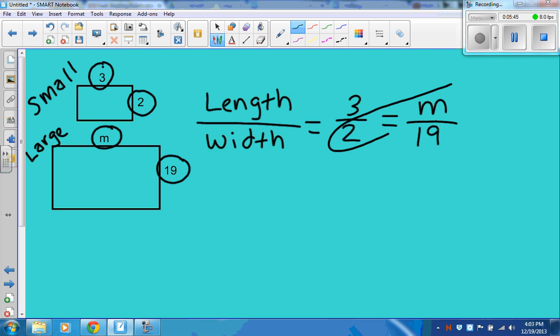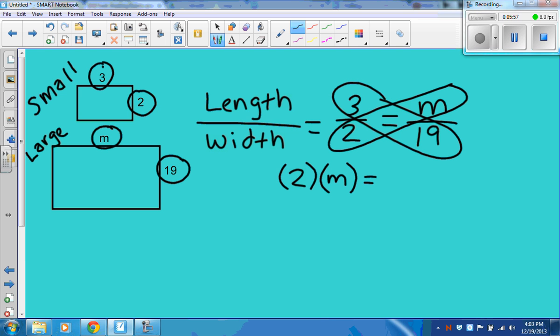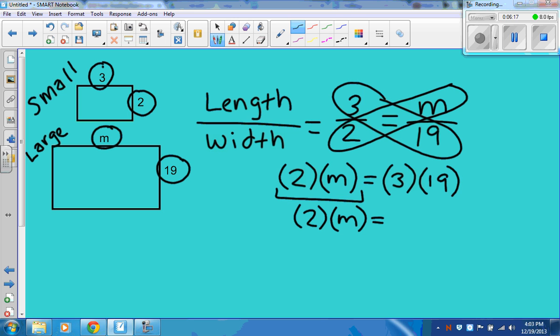So when we cross multiply, we're going to have 2 times m and 3 times 19. So let's write that down. 2 times m equals 3 times 19. Okay, and remember, parentheses means multiply. All right, so let's solve what we know. Well, we don't know what 2m is, so let's just rewrite that down at the bottom. But we do know what 19 times 3 is.